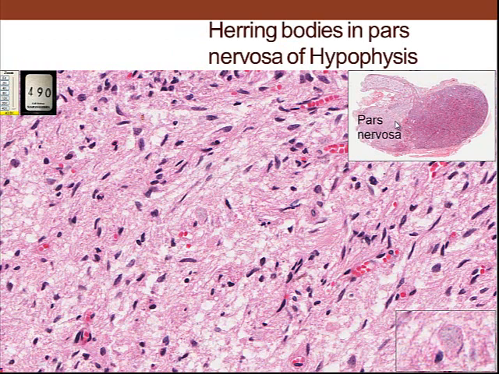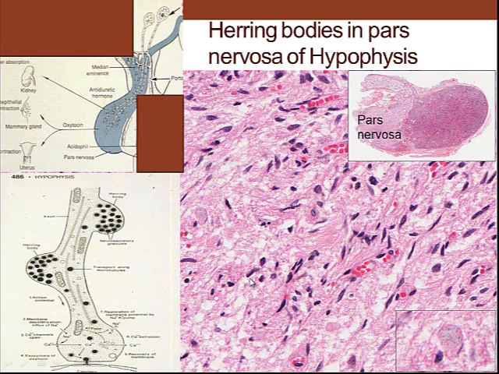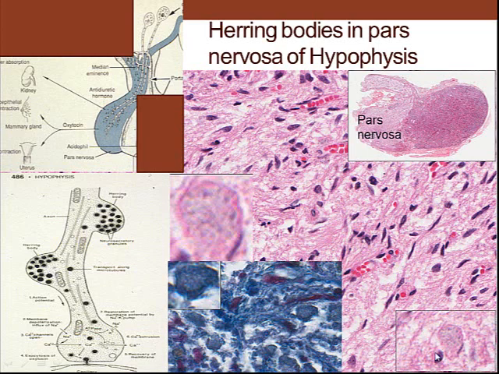Also, if you look at the pars nervosa, you can see swollen regions along the axon, and these are the Herring bodies. These are where the hormones are stored in the pars nervosa. Neurons are located in the hypothalamus. They bring the hormones down here and store them, oxytocin and ADH, in these Herring bodies. You see the Herring bodies are not really at the end, they're along the axon. A swollen part of the axon is the Herring body that we see here. Here again we can see a Herring body, the same as that one.